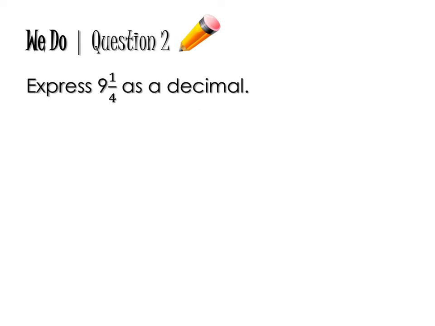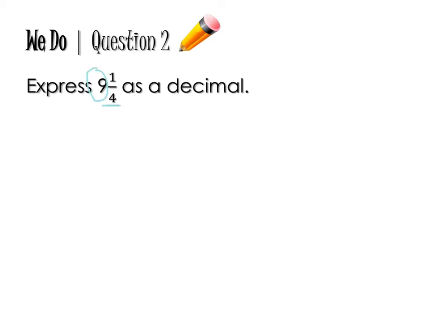Next question, question 2. Express 9 and 1 over 4 as a decimal. Again, you need to copy down. Like I said, you can pause the video anytime if you need to catch up, or if you need to rewind and rewatch. So the whole number, 9, will be left alone.